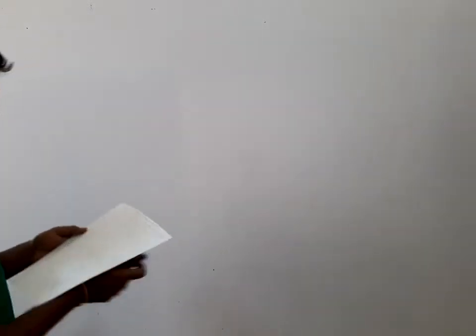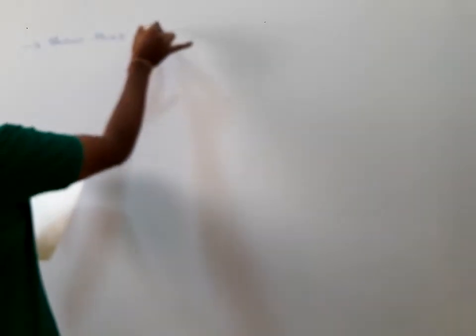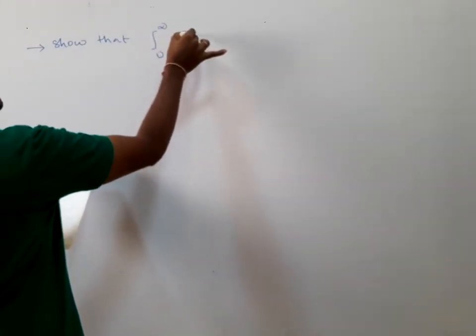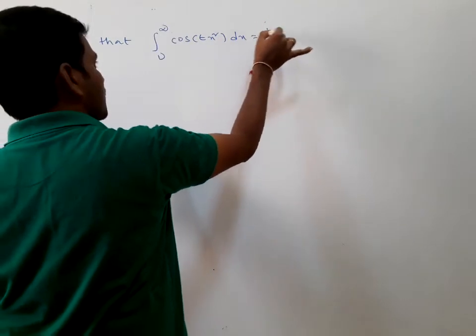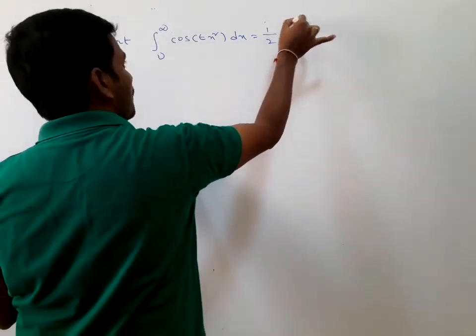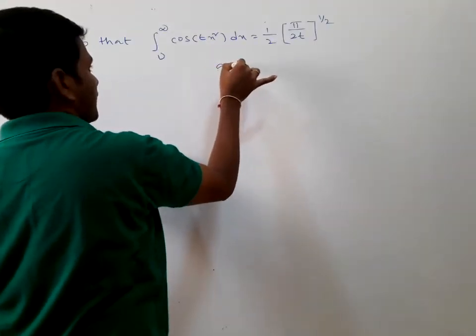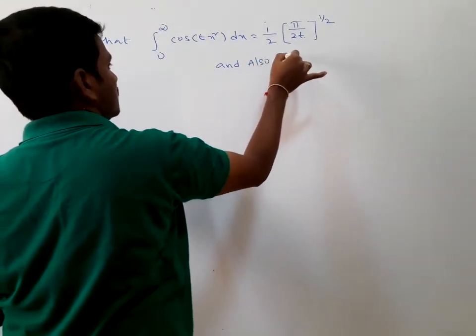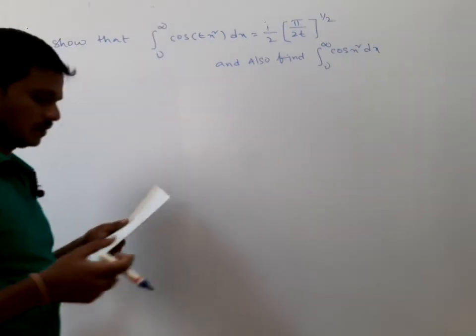Next problem. Next, show that integral 0 to infinity cos of t x square dx is equal to 1 by 2 into pi divided by 2t whole to the power of 1 by 2, and also find integral 0 to infinity cos x square dx. Right.